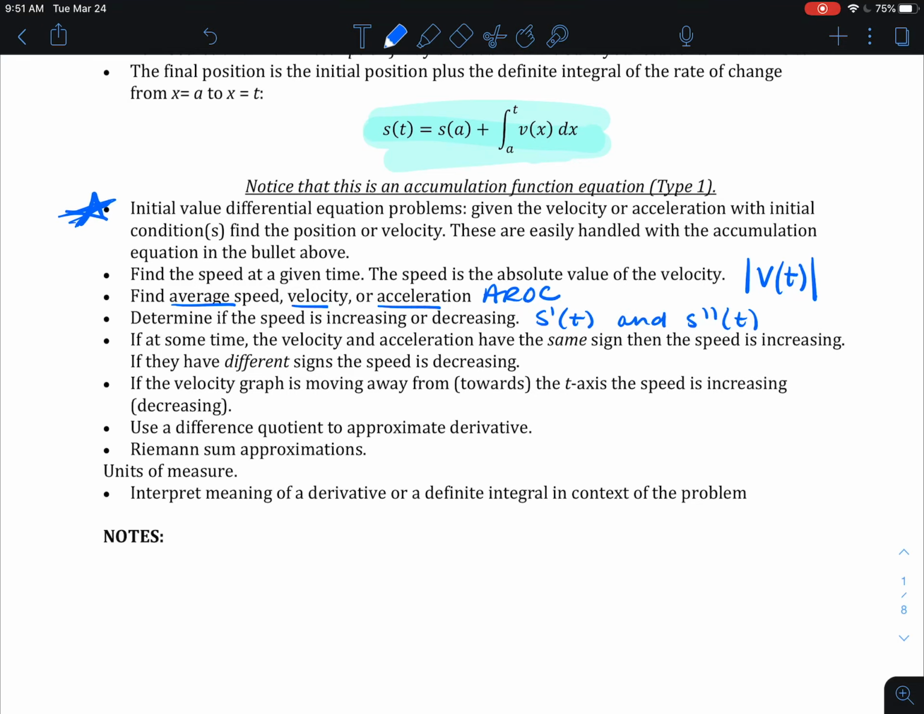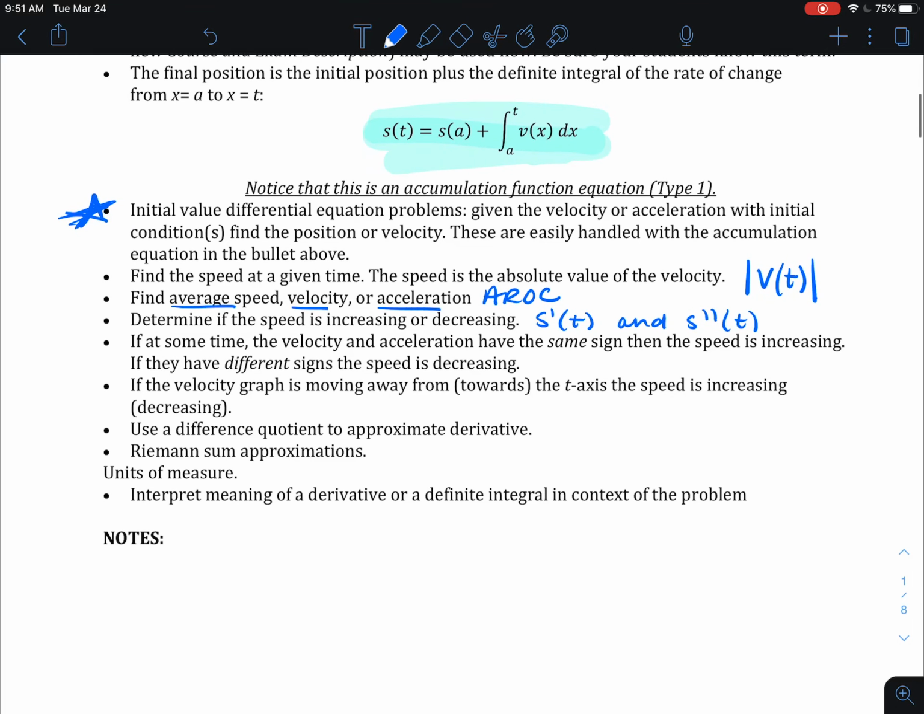Same sign, it's increasing, and opposite signs, it's decreasing. If at some time the velocity and acceleration have the same sign, here you go, the speed is increasing. If they have different signs, the speed is decreasing. If a velocity graph is moving towards the t-axis, the speed is increasing, away, decreasing.